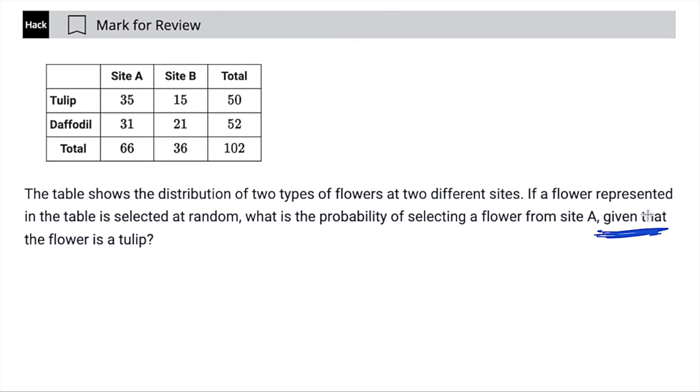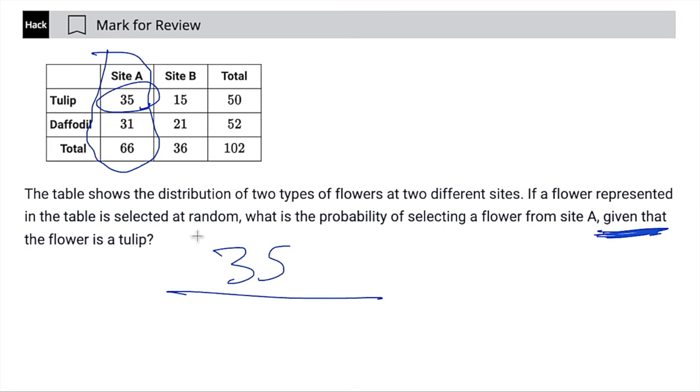So if we didn't know this, what happens to a lot of my students is we're trying to select something at random, and it's saying, what's the probability of selecting a flower from site A? So we'd be kind of honing in here, given that the flower is a tulip, and then we'd be honing in here. And we'd say, cool, that's 35 is what we're looking for out of our possible, and it did say we're selecting at random, so that would be the whole thing, and it'd be 35 out of 102. We would simplify that, and we would be wrong.